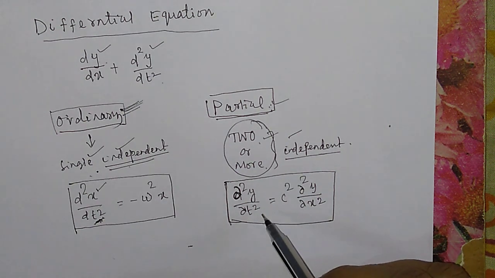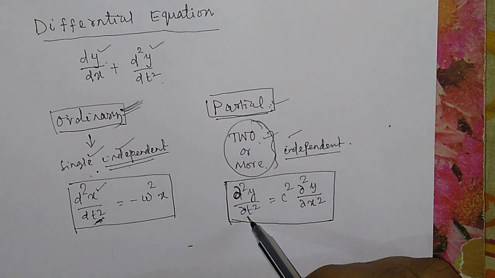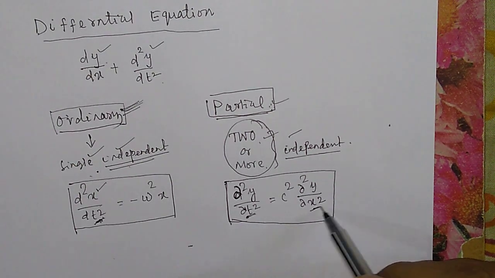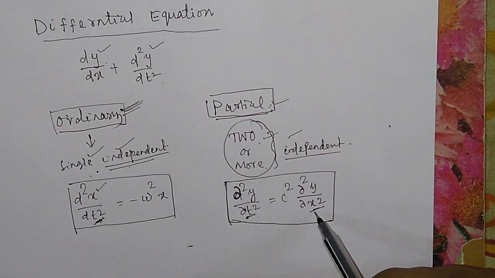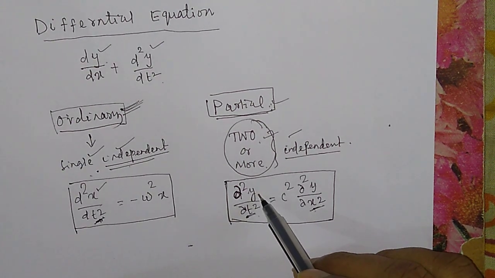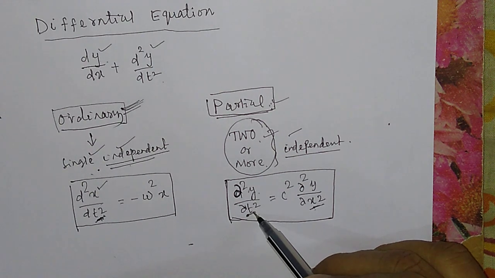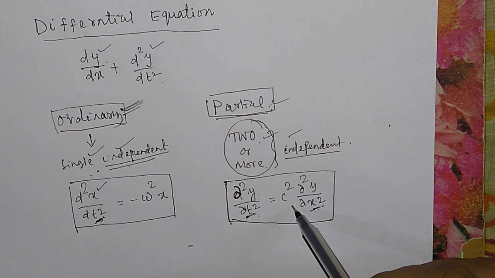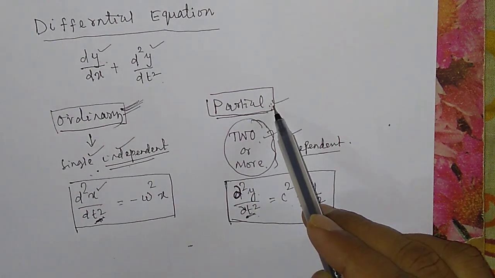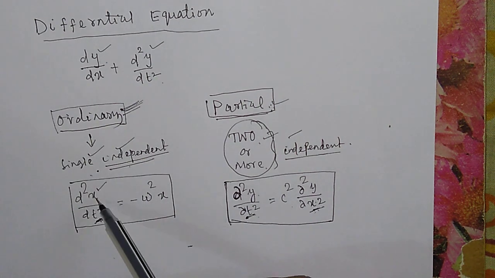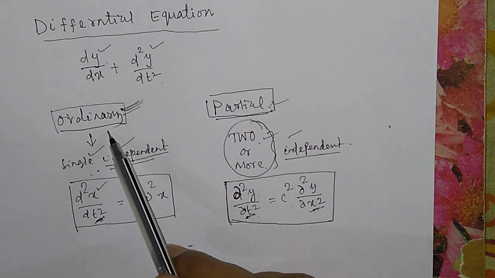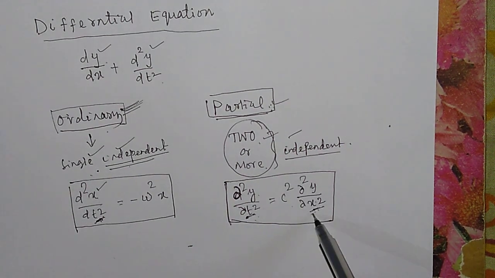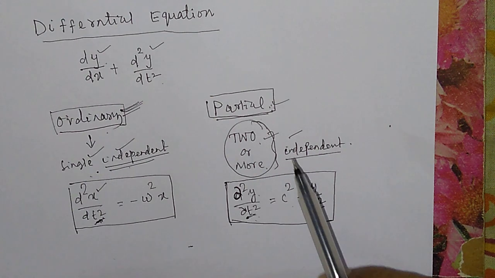So you see here you have two independent variables. One independent variable is time, another is position, that is displacement. So here you have two independent variables. Remember, y is the dependent variable. The independent variables are t and x. So if you have two or more independent variables, then it is called a partial differential equation. If you have one independent variable, it is called an ordinary differential equation. If you have two or more independent variables like this, it is called a partial differential equation.